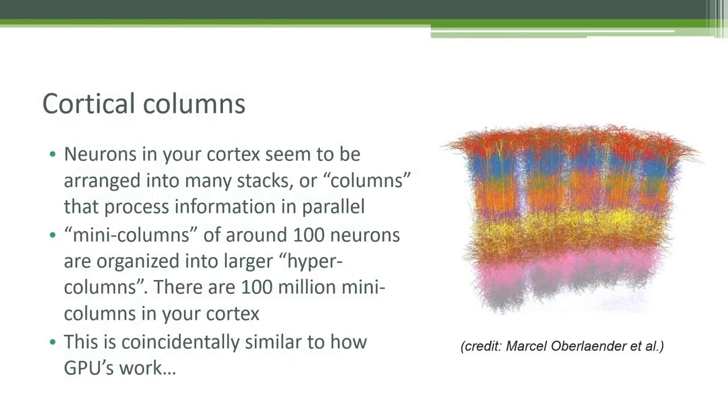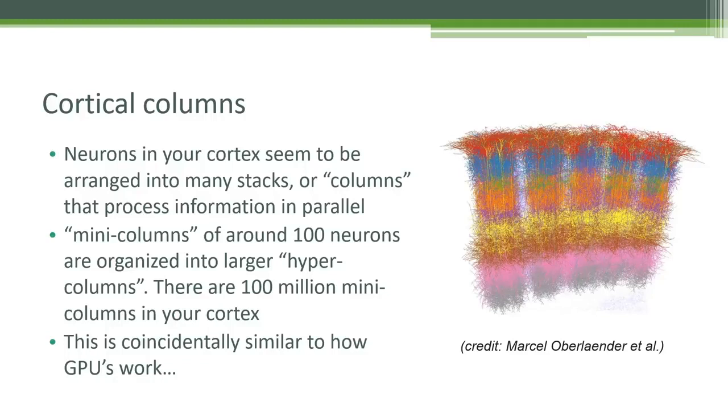Furthermore, if we look deeper into the biology of your brain, you can see that within your cortex, neurons seem to be arranged into stacks or cortical columns that process information in parallel. So for example, in your visual cortex, different areas of what you see might be getting processed in parallel by different columns of neurons. Now, each one of these columns is in turn made of mini columns of around 100 neurons per mini column that are then organized into larger hypercolumns. And within your cortex, there are about 100 million of these mini columns. So again, they just add up quickly.